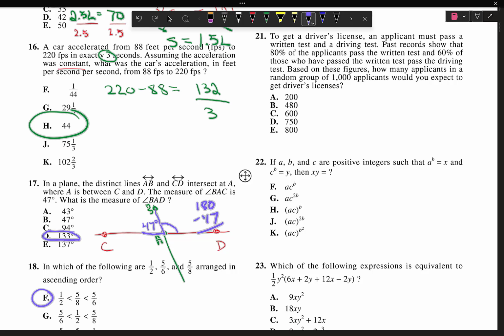So we start with 1,000, and we're going to multiply that by 0.8. We're going to take 80% of 1,000, which of course would be 800. So 800 is our new number we're going with to go into that written test. So of those 800, 60% are passing the driving test. So 800 times 60%, times 0.60. I'd encourage you to use the calculator. I think that should be 480.